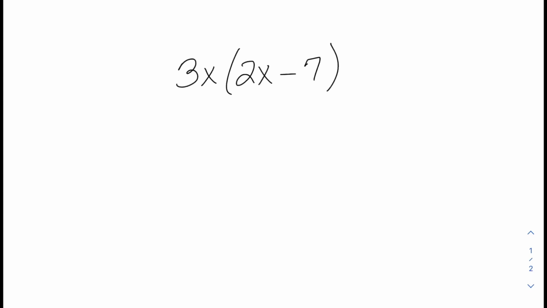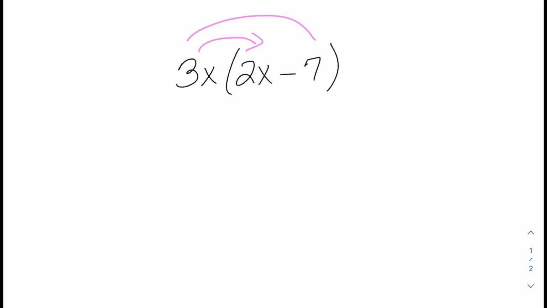So when we're doing distributive property, the 3x has to be multiplied to the 2x, and the 3x has to be multiplied to the negative 7. Always check the sign. If it's a minus 7, we have to multiply it to that negative 7. Minus 7 is the exact same value as a negative 7. They're the same thing, just two different names.